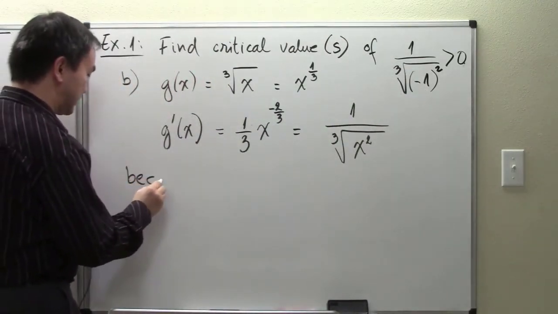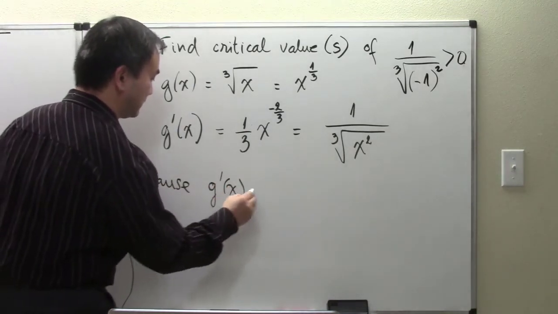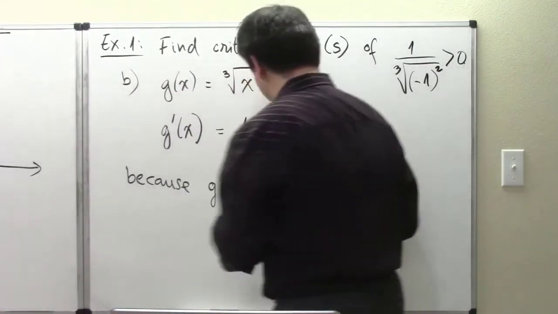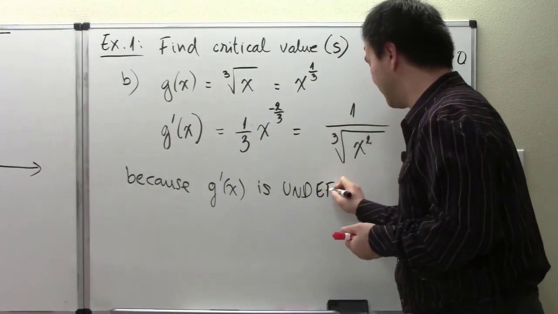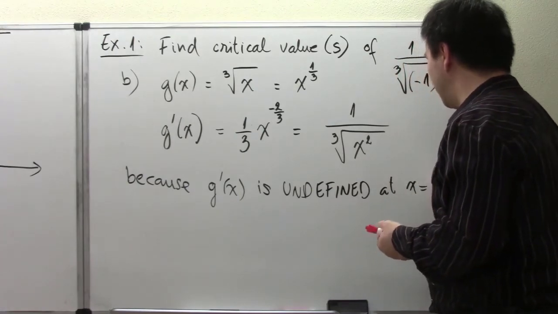So because g prime is undefined, okay, at x equals 0, just the way it is.